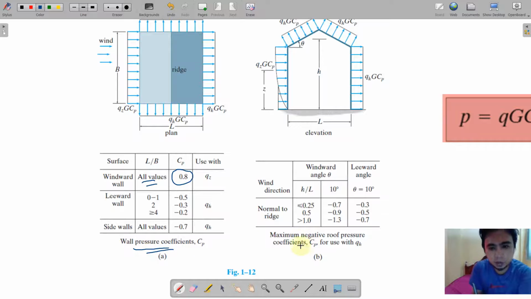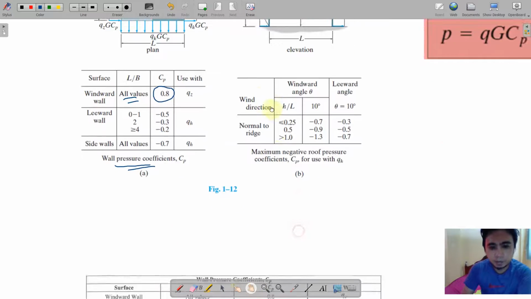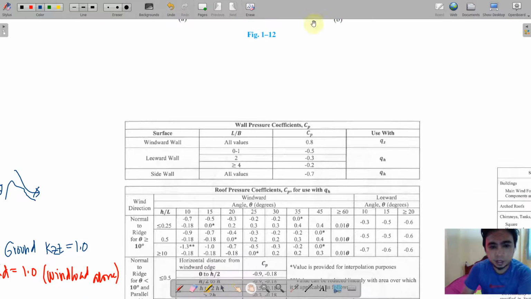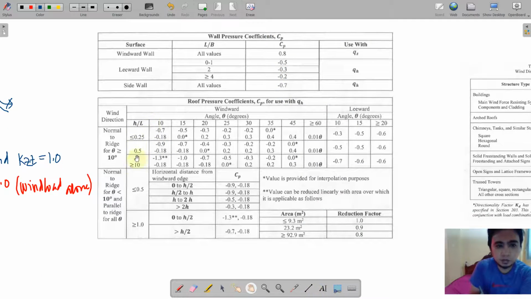Okay? At itong table B is para sa roof. So, ang investigate naman natin dito, H over L. So, H is the mean height divided by the length. Whatever the value is, we have a corresponding angle. Ito, isang angle lang ang kinonsider, but may mga table po yan. Ayan o. So, different values, different angles, windward and leeward. This is a table for roof pressure coefficient CP to be used with QH.